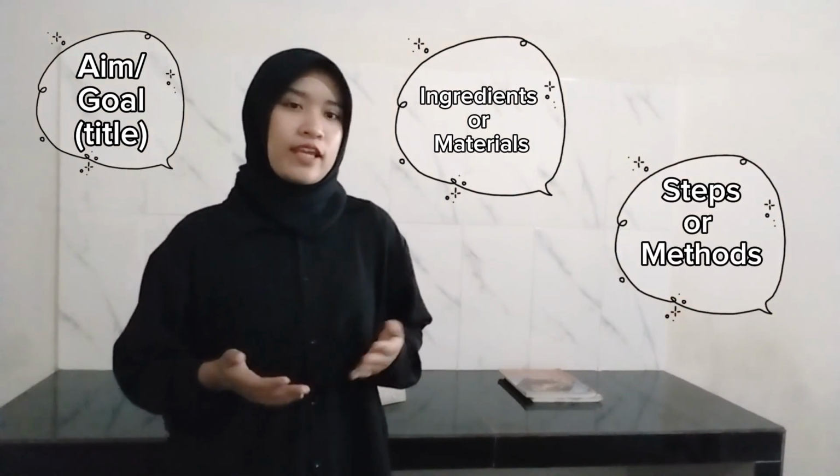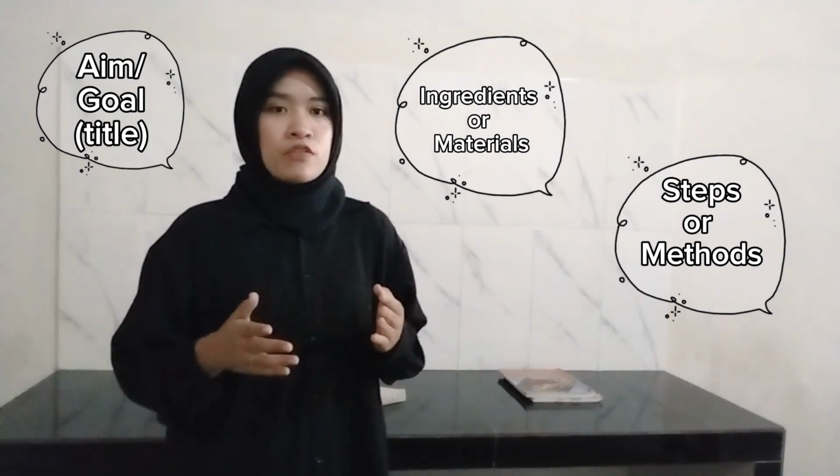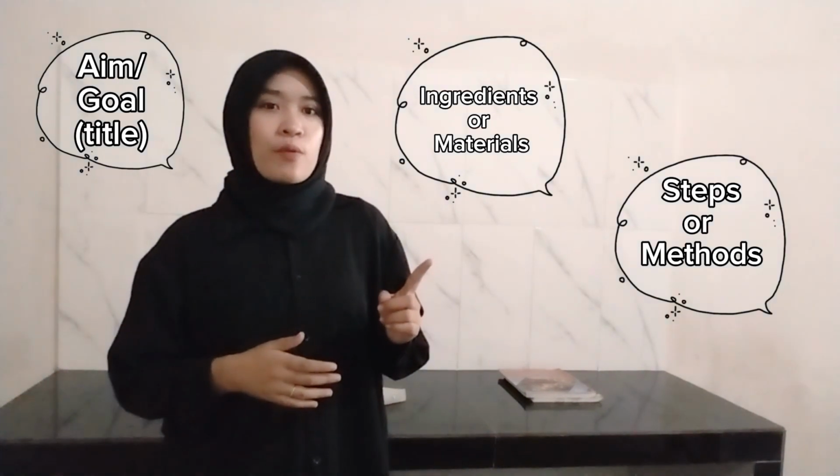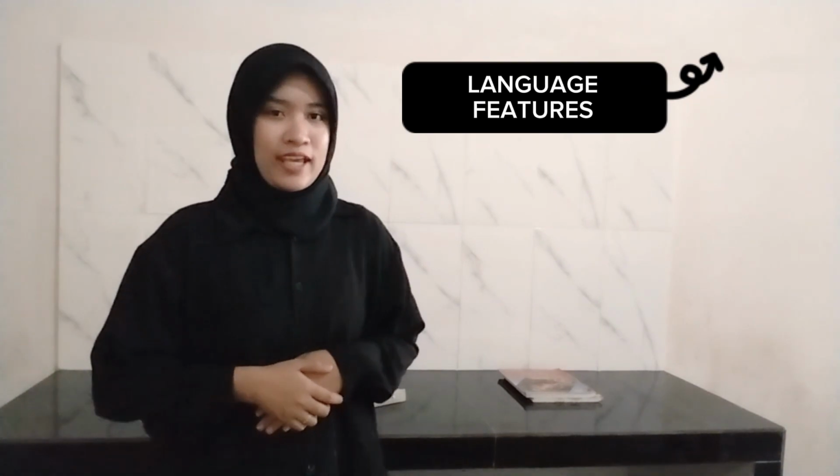This section contains the steps taken to achieve the objective of the procedure text. For example, first wash the tomatoes, etc. And next, about the language features of procedure text.